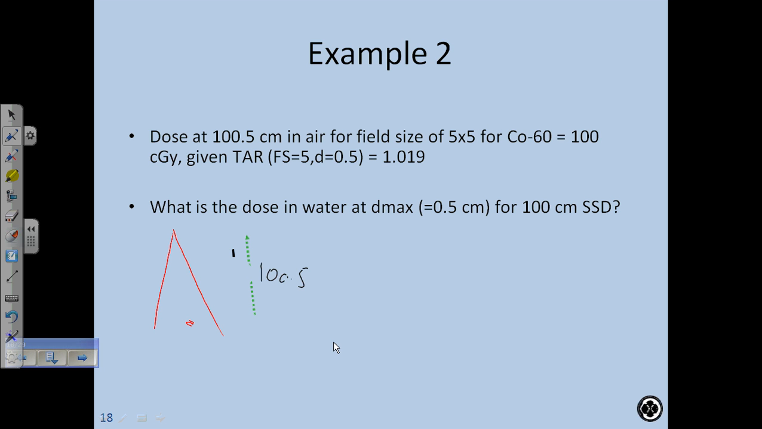So what's the dose in water? We know what the dose in air is, what's the dose in water? So here's the triangle, and we're in water, and then 100.5, we're at the same distance. Dmax of cobalt 60 is? It's 0.5, so we're at Dmax. Okay, so for cobalt 60, that's Dmax. So what's the dose there? We know the dose here, it's 100 cGy. We know what TAR is, what's the dose there?